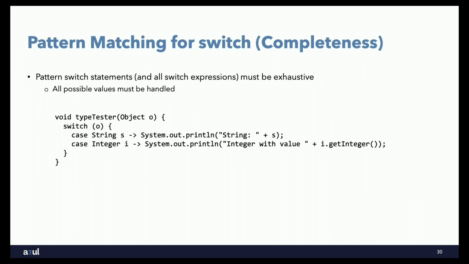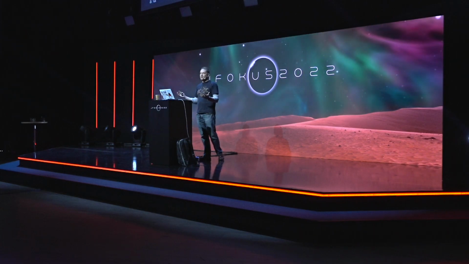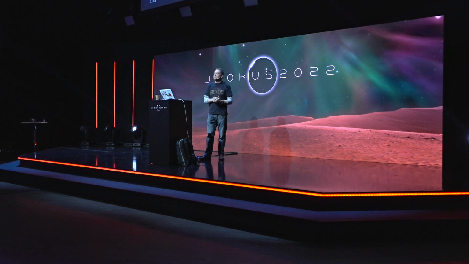The other thing that we need to be aware of is the idea of completeness. If I take this example here, I've got my typeTester class again, and I pass in an object O. What I'm doing here is saying switch on O, and if it's a string, print out what the string is. If it's an integer object, print out the value of the integer. That's all good, except what happens if O is actually a float? Well, we could say, because it doesn't match on either string or integer, we don't do anything with it, and we just continue with the rest of the code.